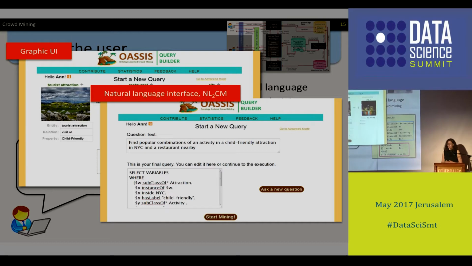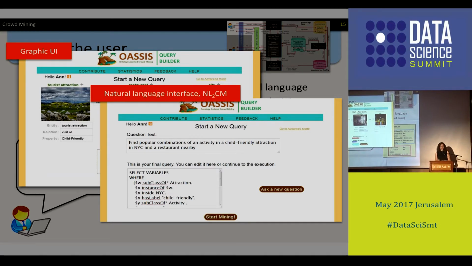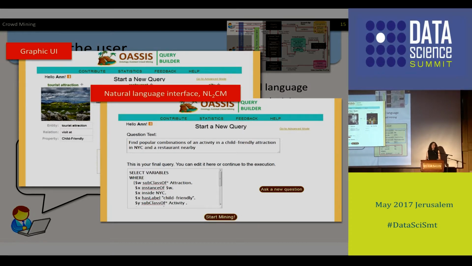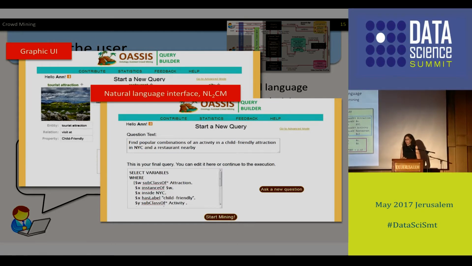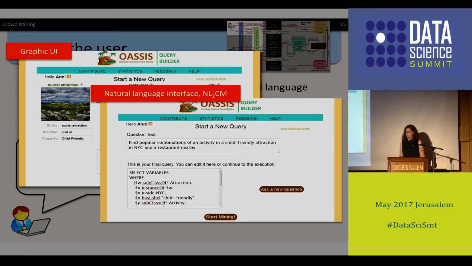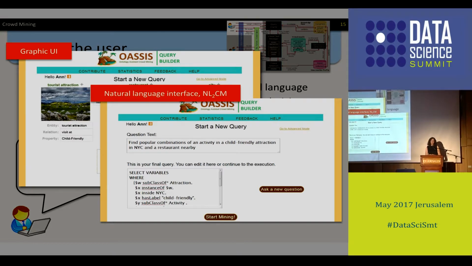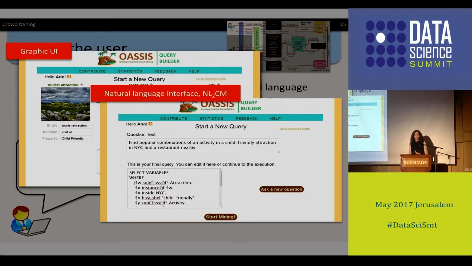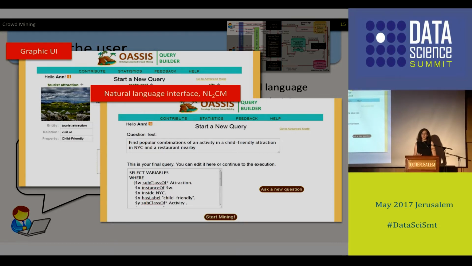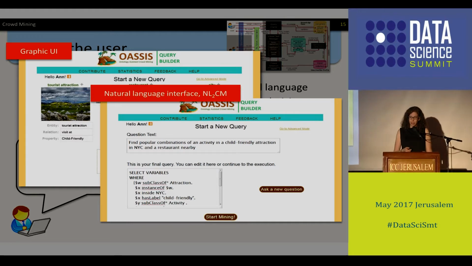A user might not be able to just come up with this query in a formal language. So in our system, the user initially could form the question in a graphic UI, which essentially limited the expressiveness of the query. But in a more recent work, we added a natural language interface. So this is much more expressive. The user can enter a question in natural language, and this gets translated into the formal query. I won't get much into the details here.